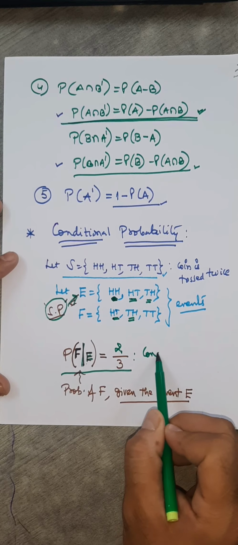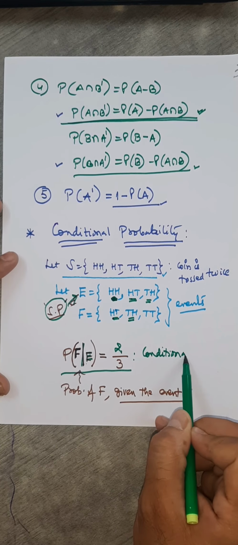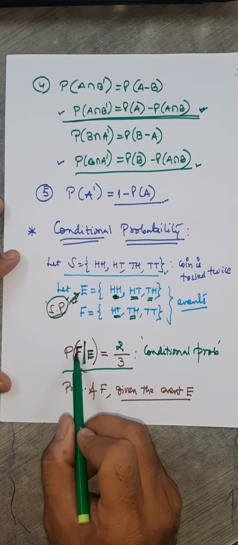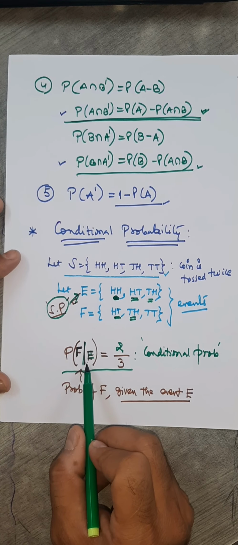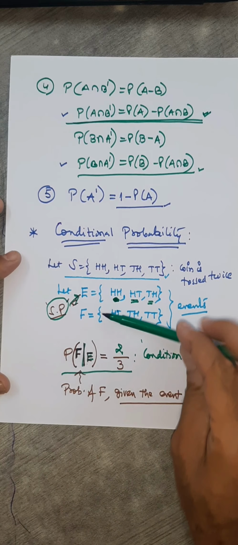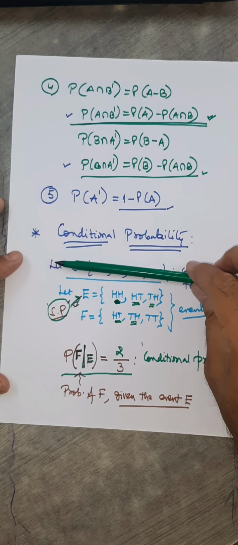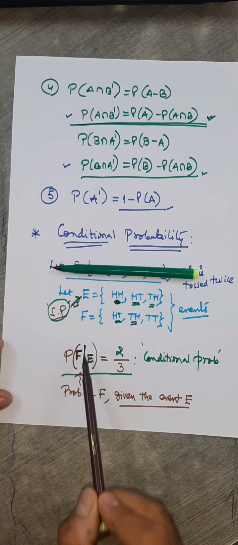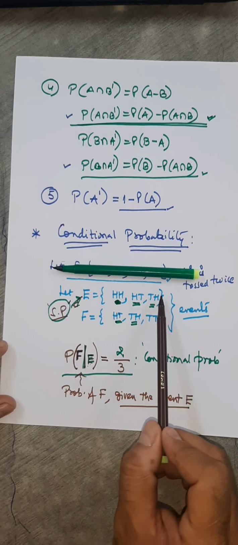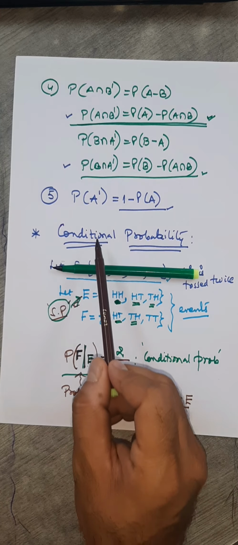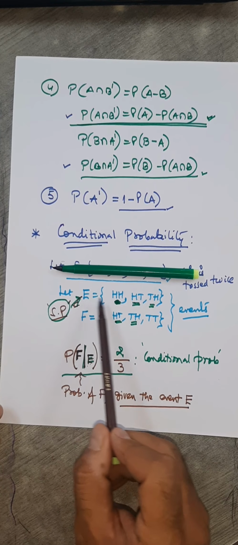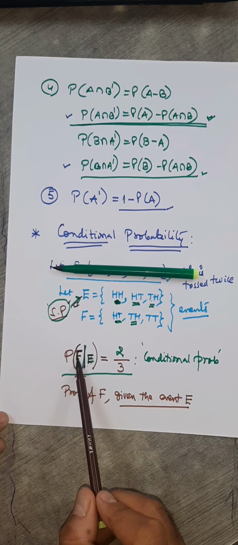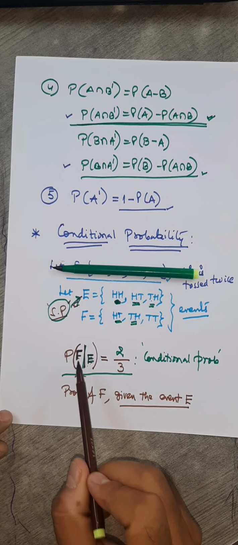This is called conditional probability. Conditional probability of F given the event E. That means this is no more the sample space now. S is gone, remember. You are considering E as a new sample space, and under this sample space, that's the condition now. That's why this is called conditional probability. Under this sample space, you are finding the probability of occurrence of F.